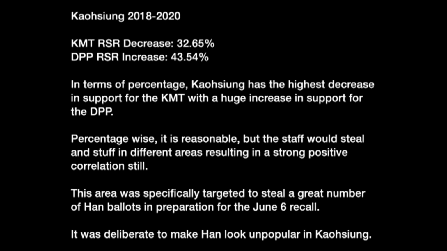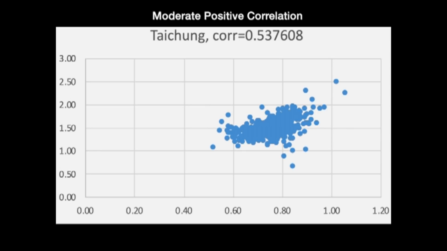Percentage-wise, it is reasonable. However, the staff would steal and stuff in different areas, resulting in a strong positive correlation still. This area was specifically targeted to steal a great number of Hangul's ballots in preparation for the June 6 recall. It was deliberate to make Han look unpopular in Kaohsiung. In Taiwan, we have a moderate positive correlation of 0.53.